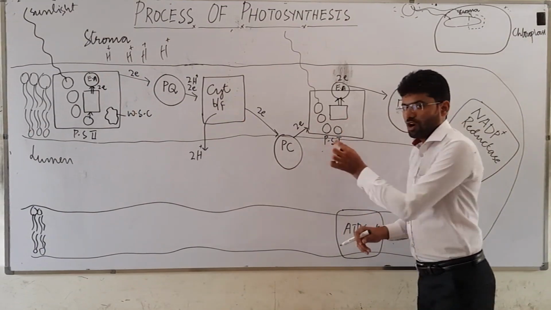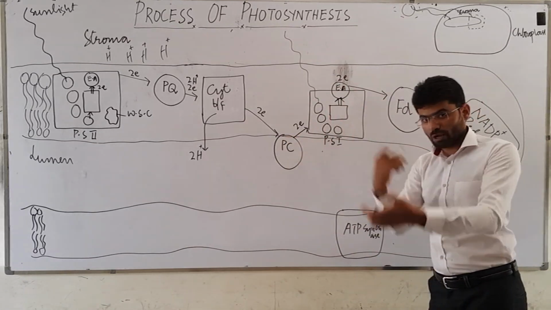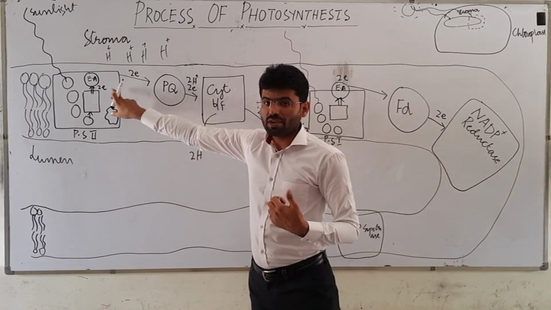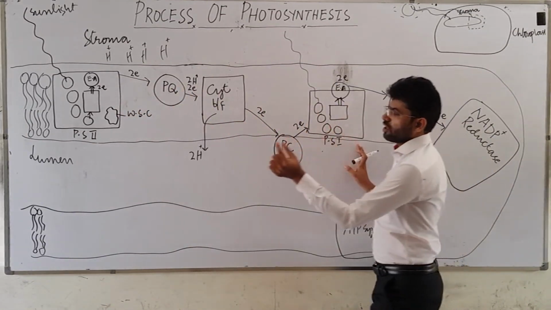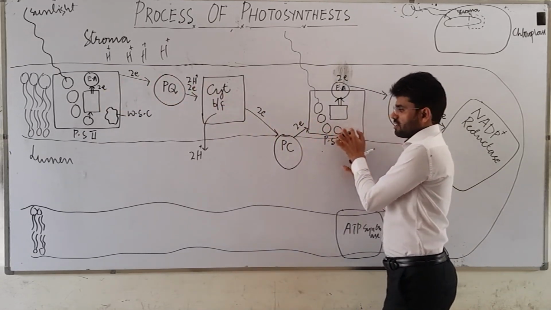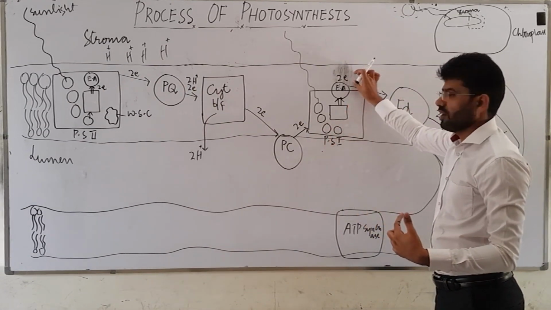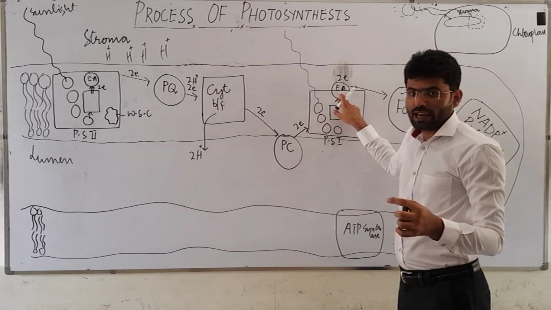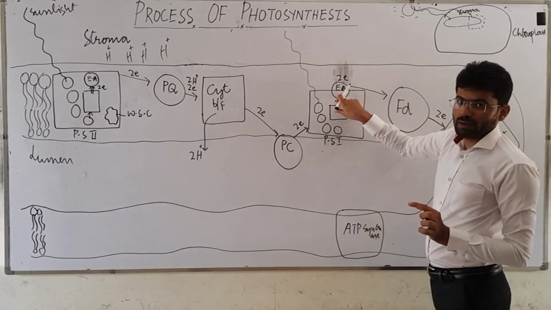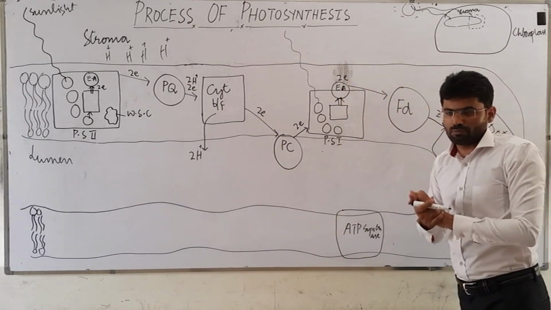So the electrons of PS1 lost by the striking of the light or the absorption of the light are compensated by the two electrons of the PS2. So the story of these two electrons now ends at the PS1. Now the electrons of PS1 will be taken up by the electron acceptor of this PS1, and this electron acceptor will deliver these two electrons to the ferredoxin molecule.